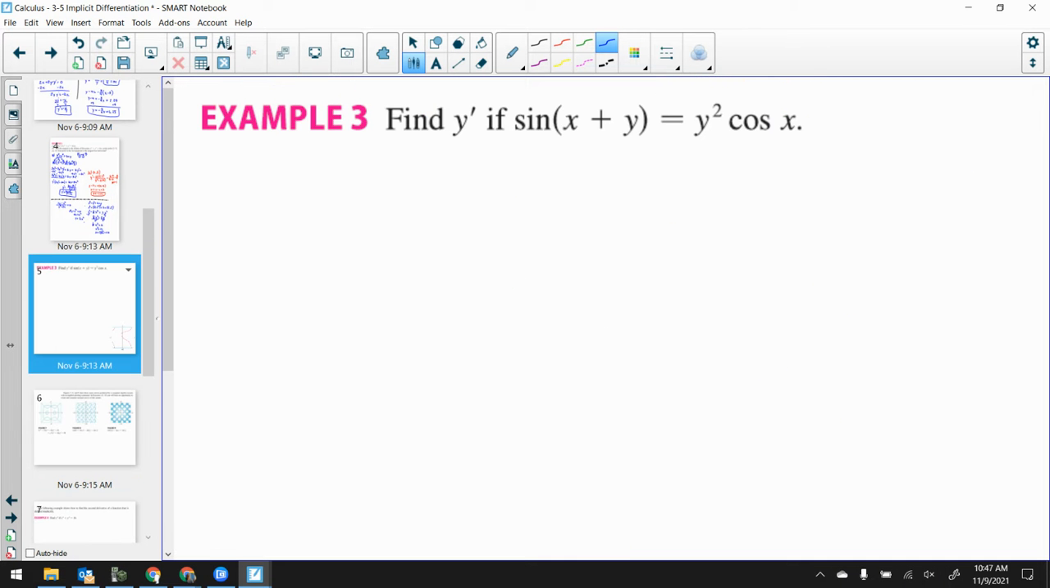Let's do one more. Sine of x plus y is equal to y squared cosine x.